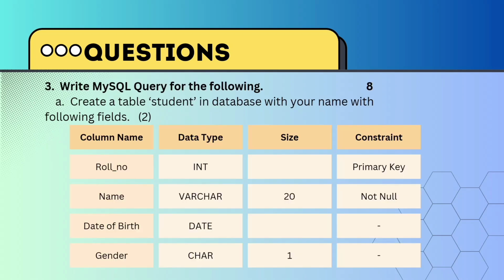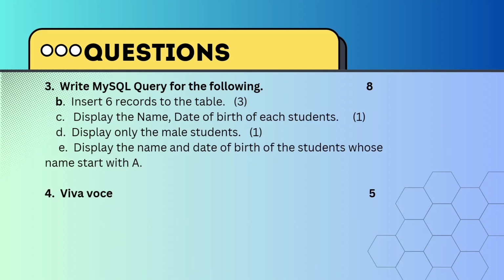And the MySQL question will contain 8 marks, 2 marks for creating the table. You will have a table like this, simple information with column name, data type, size and constraint. For creating the table you will get 2 marks. After that you have to add data in the table. For that you might get 3 marks. And after that, based on the data you have to write some queries, and for each query you will get 1 mark. There are most probably 3 queries. So 2 plus 3 is 5, 5 plus 3 is 8 marks.